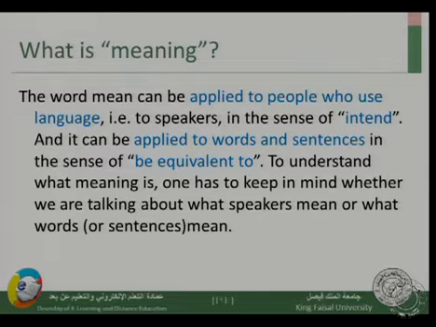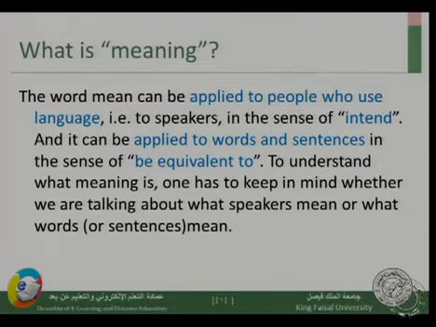Okay, so the first way to look at meaning is by looking at speakers. What do speakers mean? And we said that means intent. The other way to look at it is by looking at words and sentences and phrases, and saying, what do these words mean? This use is meant as, what is the equivalent? What is the equivalent of these words and these sentences? To understand what meaning is, one has to keep in mind whether we are talking about the speaker or whether we are talking about the words and sentences.